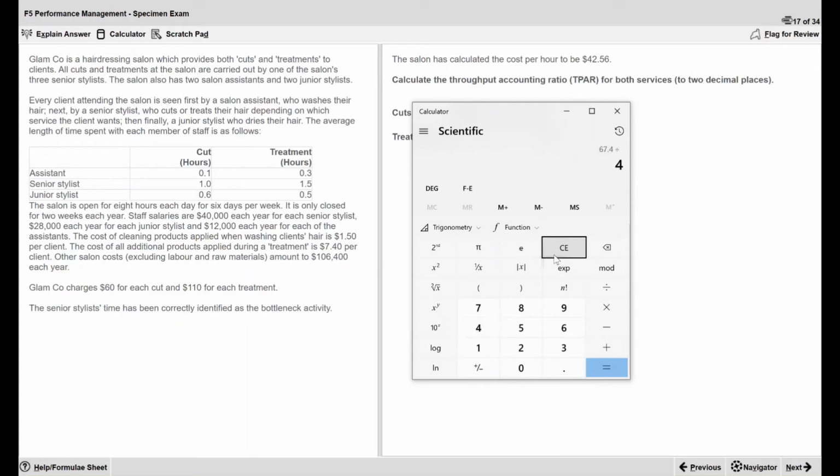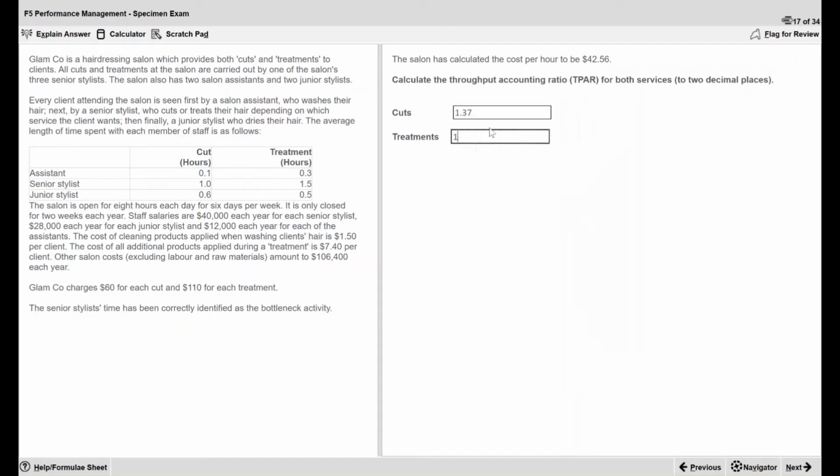So now divided by 42.56, which becomes 1.58 if we round it off. Okay. So remember, throughput accounting ratio is throughput per unit divided by fixed cost per unit. And remember, 2 decimal places. So always focus on that.